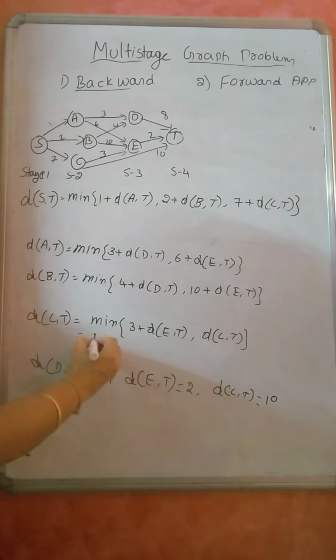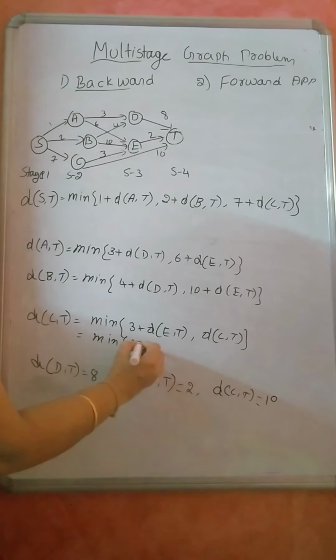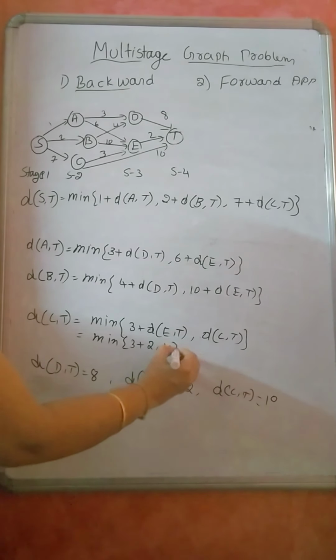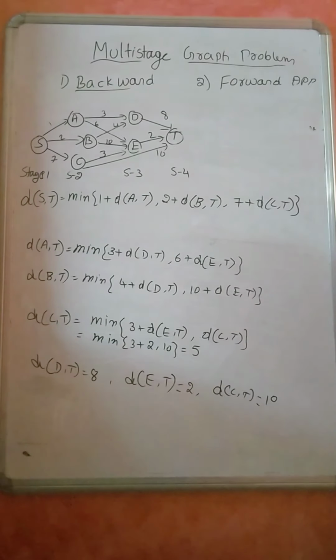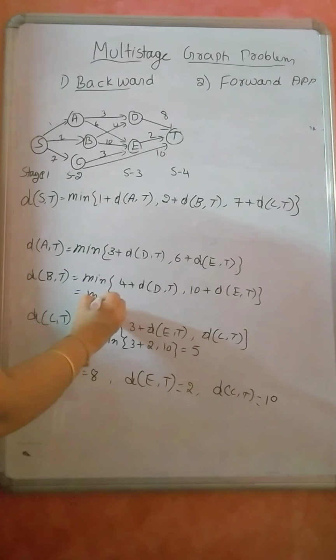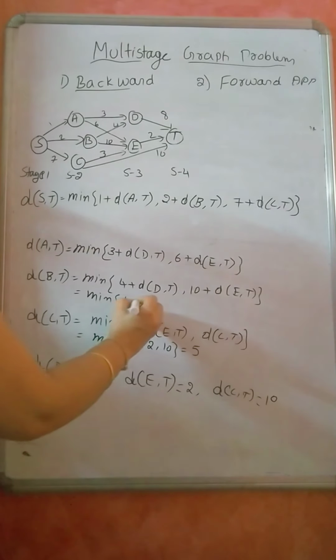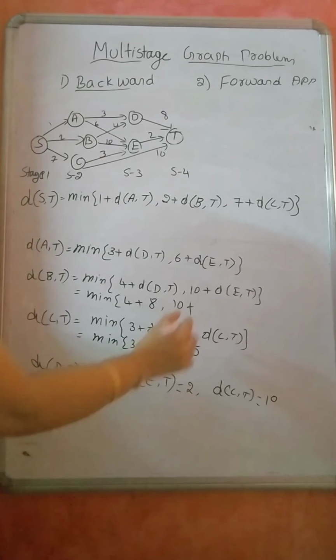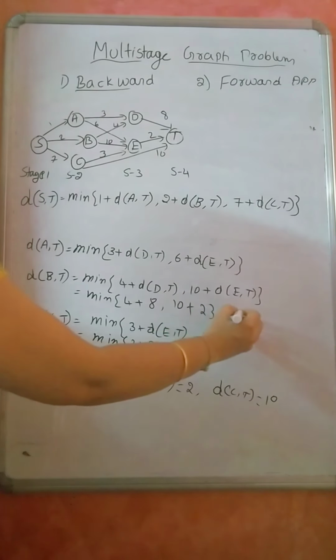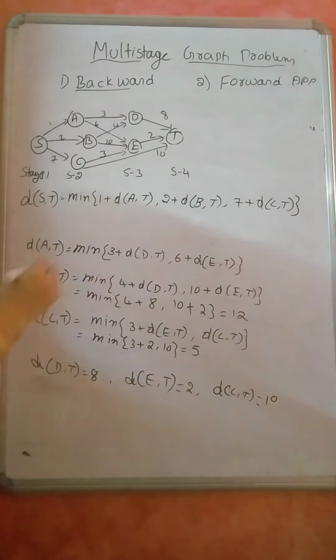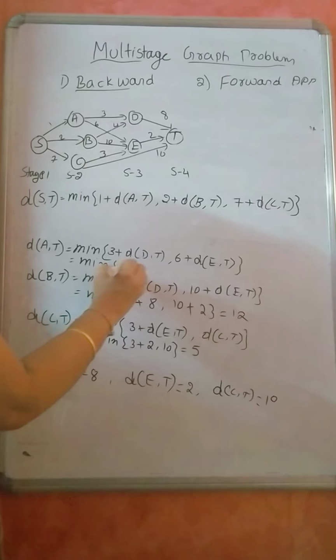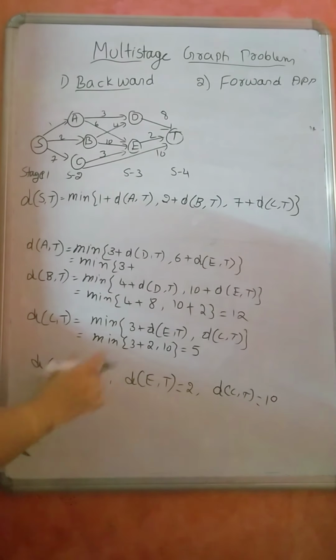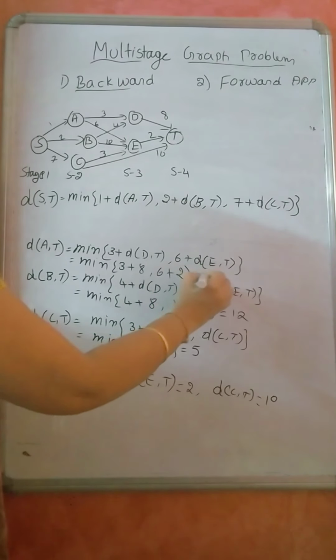So it is min of 3 plus distance from E to T 2, then direct distance 10. So which is minimum? 5 is minimum. So let it be. Then min of 4 plus distance from D to T 8, then 10 plus distance from E to T 2. So both are same. Any one I can consider. Now min of 3 plus distance from D to T 8, distance from E to T 2. So 8 is the minimum.